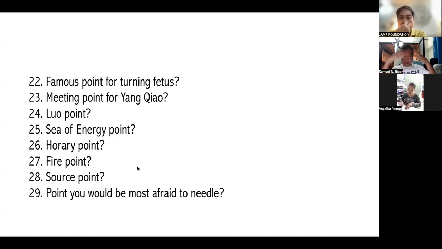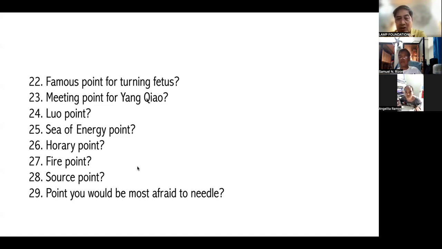Ay, hindi ah. Source point, Doc. Bladder 64. Mali ako, Doc. Point you would be most afraid to needle. 64. Yes, Doc. 67. Okay. Number 29.